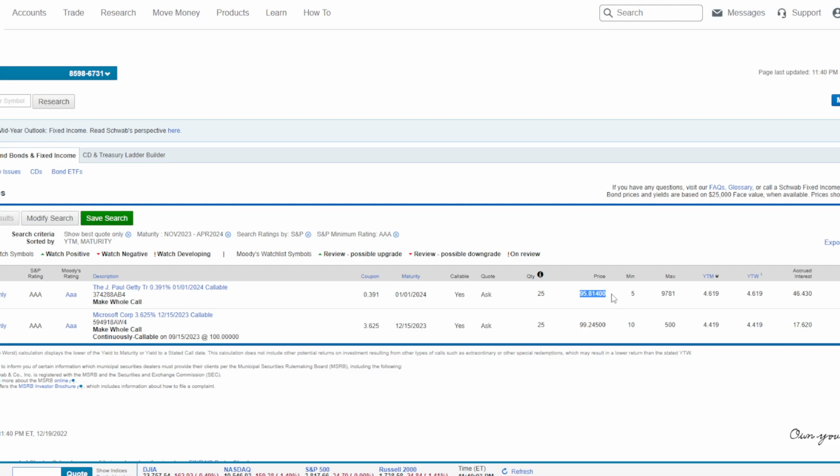95.8140. What does that mean? I don't know. Is it $95? Well, look, folks, it's not. So these are going to be valued in bond points. So when you're actually looking at the total value here, you're going to want to multiply this number by 10.